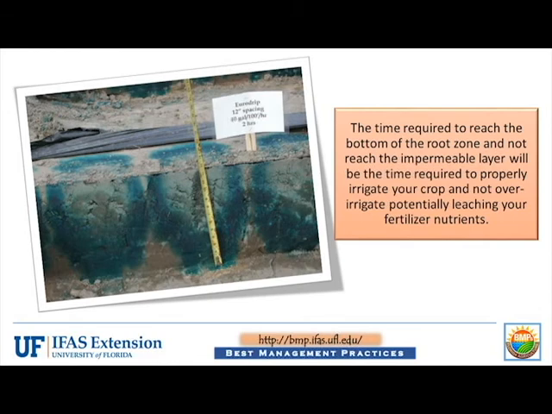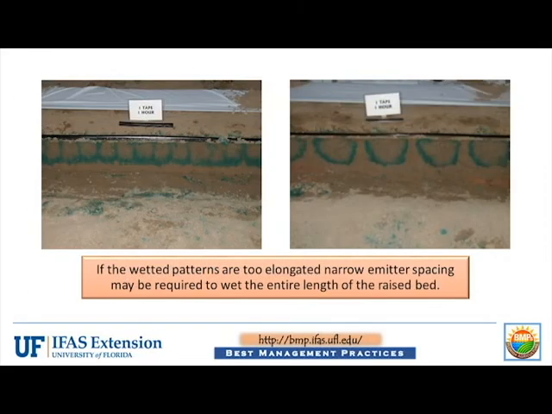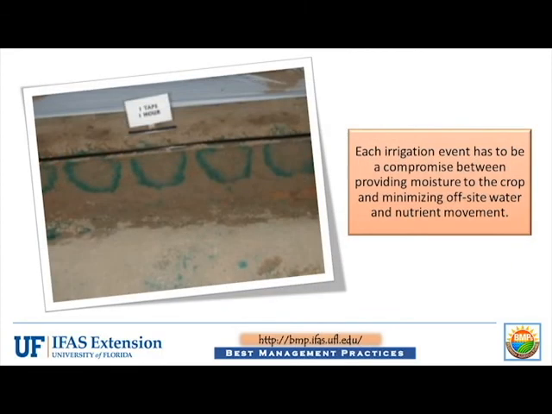When did the dye reach the impermeable layer? The time required to reach the bottom of the root zone and not reach the impermeable layer will be the time required to properly irrigate your crop and not over-irrigate, potentially leaching your fertilizer nutrients. When did emitter-to-emitter coverage occur? If the wetted patterns are too elongated, narrower emitter spacings may be required to wet the entire length of the raised bed. What is the size and shape of the wetted zone under typical irrigation times?